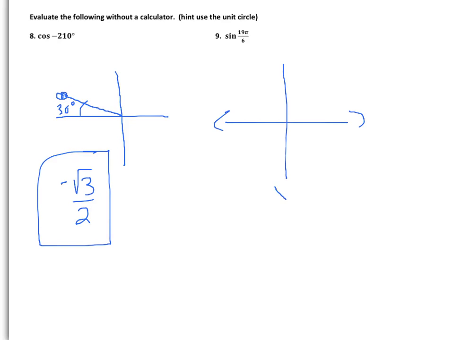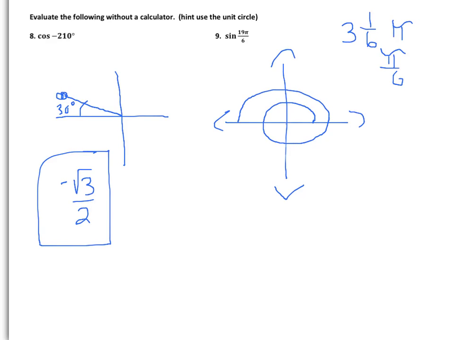19 pi over 6. Well, I change it to 3 and 1/6 pi. So I'm really looking at just the pi over 6 past 3 pi. So there's 2 pi, 3 pi, boom, pi over 6. So that is also negative square root 3 over 2.